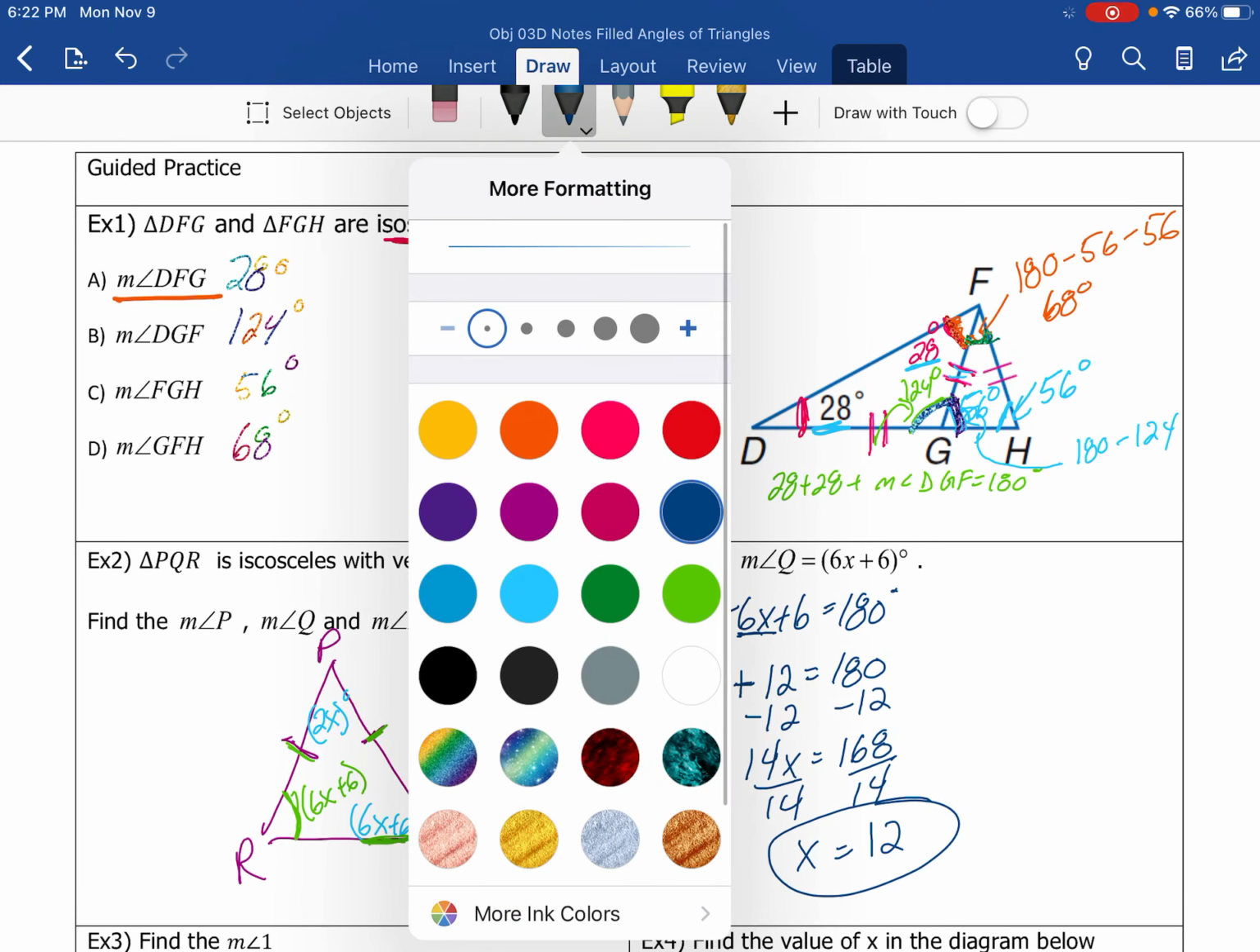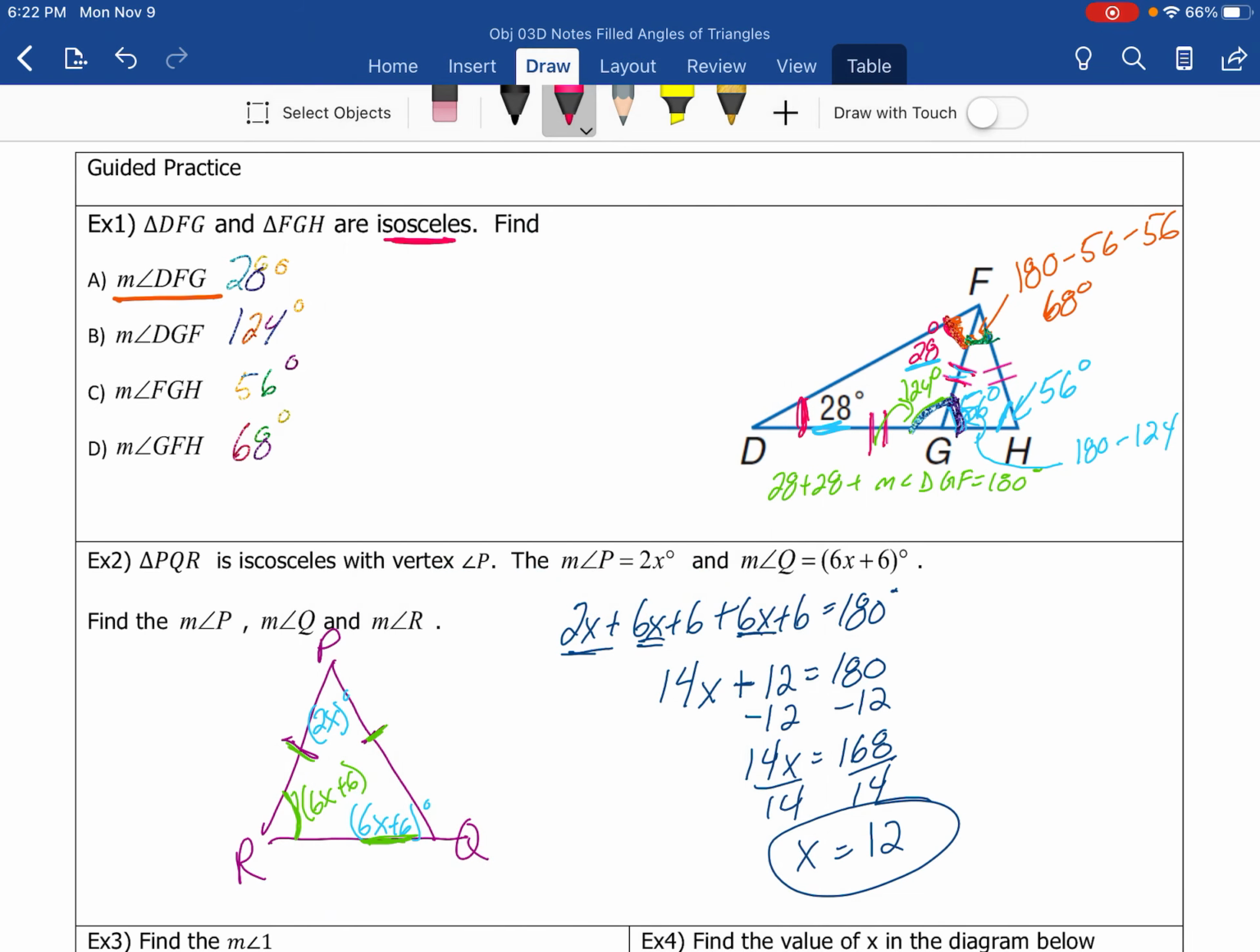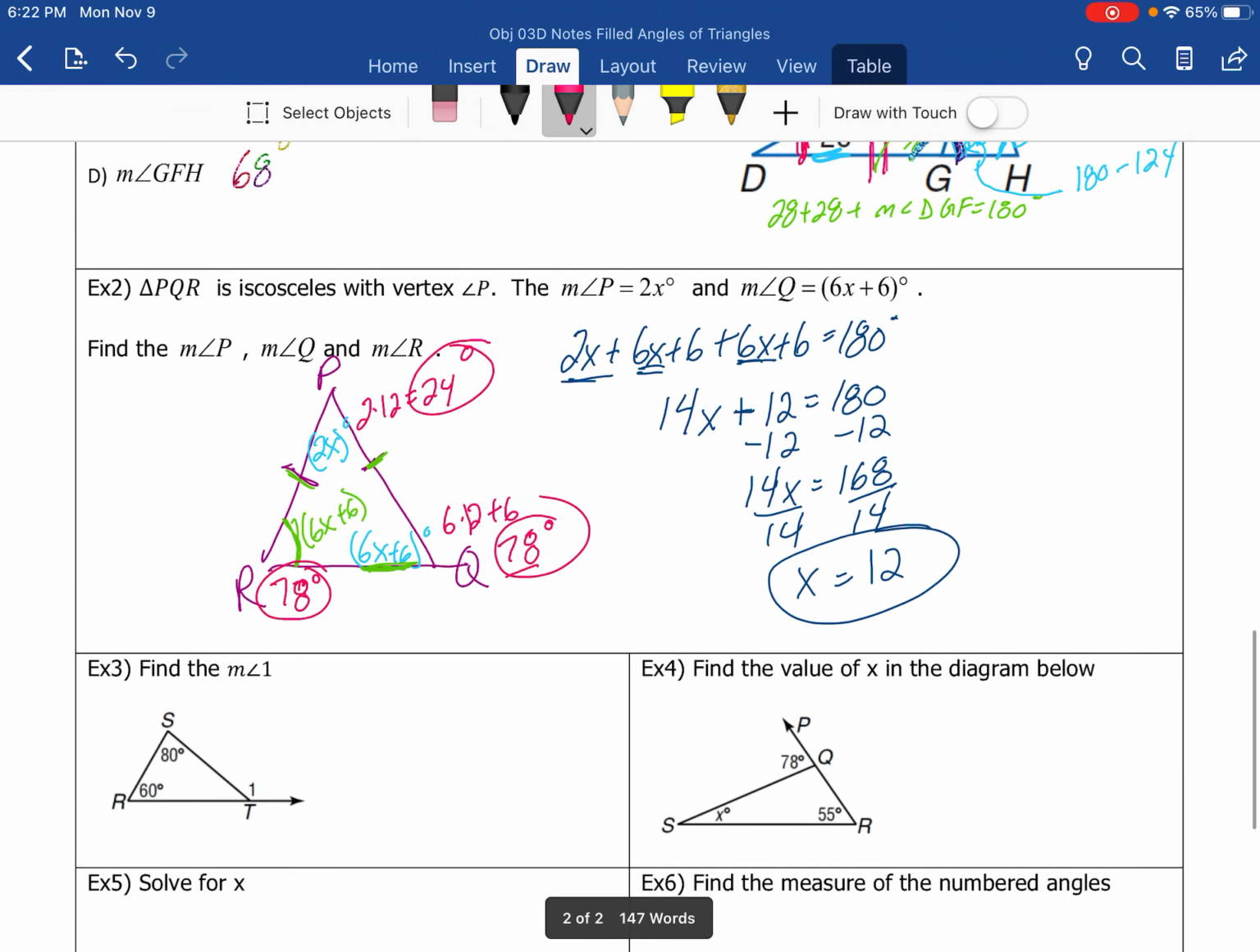Knowing that x is 12, let's do pink. This is going to be 2 times 12, which is 24 degrees. This is going to be 6 times 12 plus 6, which is 72 plus 6, which is 78 degrees. And the same thing for this one over here was also 78 degrees. And those are your three angles.